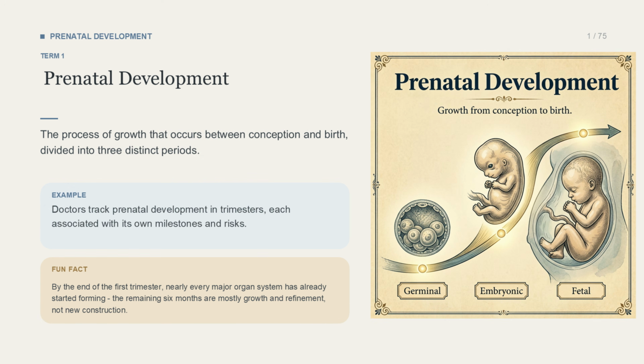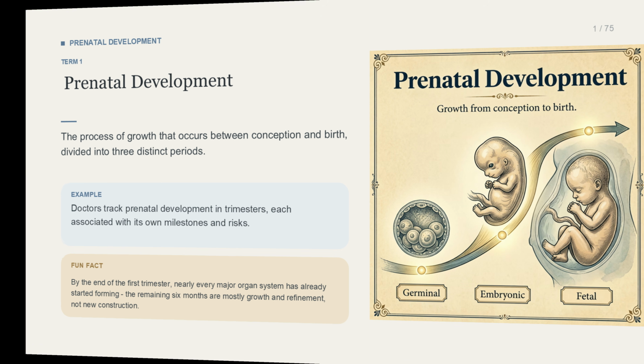1. Prenatal development. This is the entire process of growth between conception and birth. Psychologists usually divide it into 3 periods: germinal, embryonic, and fetal. You may also hear medical professionals discuss pregnancy in trimesters. The systems are a little different, but both help us keep track of important milestones and risks before birth.